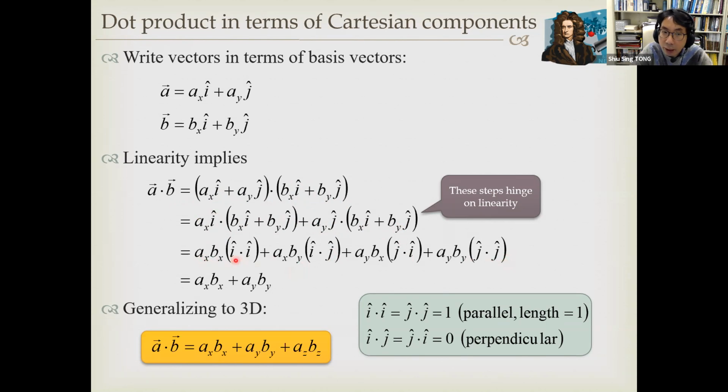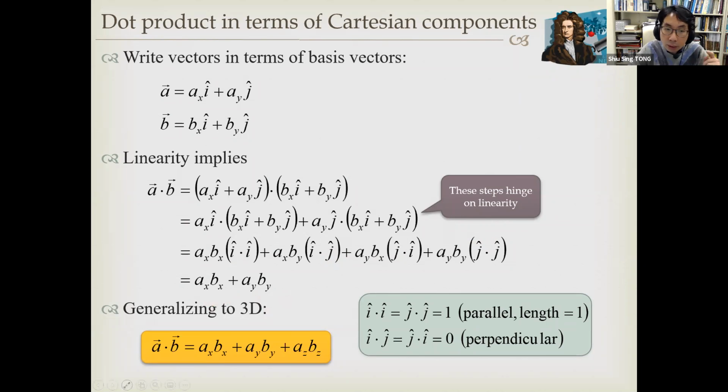The first term is A_x B_x i dot i, the second term is A_x B_y i dot j, the third term is A_y B_x j dot i, and the last term is A_y B_y j dot j. And of course, i dot i and j dot j are both equal to 1, because they are parallel, so the cosine factor is 1, and the magnitudes of the vectors are both 1, so we get the result of 1. i dot j and j dot i are 0 because the two vectors are perpendicular. So we don't have the i dot j and j dot i terms, and i dot i and j dot j just give me 1, and so I have A_x B_x plus A_y B_y.